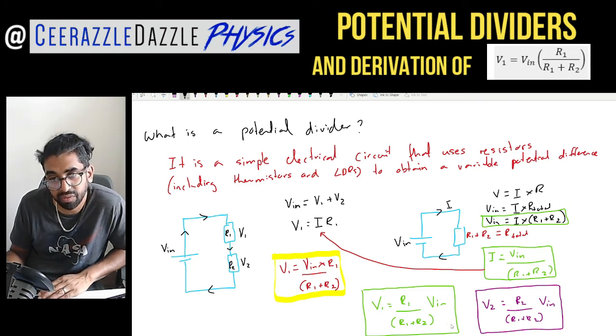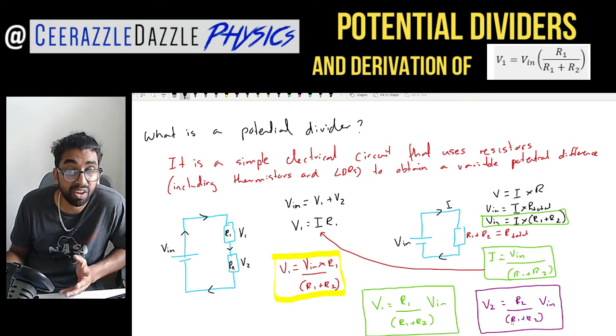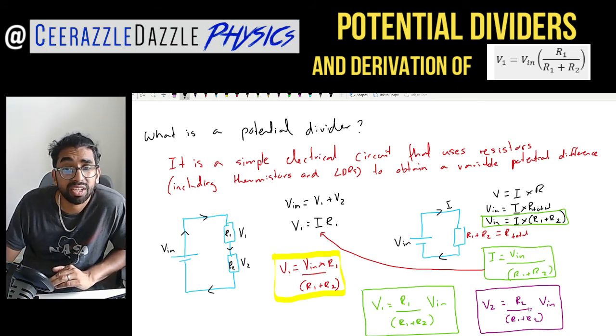So there we go. At the bottom, I've redrawn it out. And for V2, if you wanted to work out V2, it's the same. I've just put R2 instead of R1 over here. But it's divided by the total resistance at the bottom. Excellent stuff.